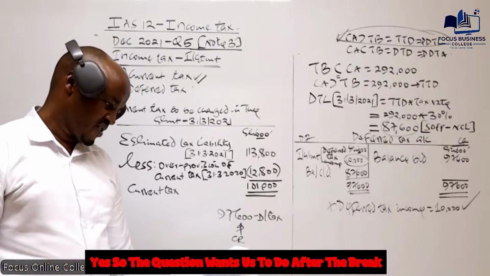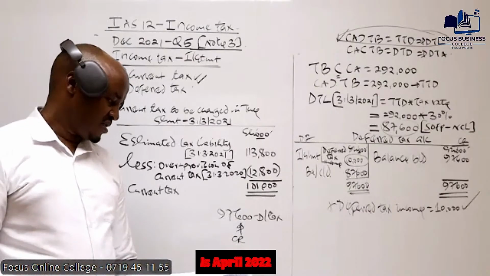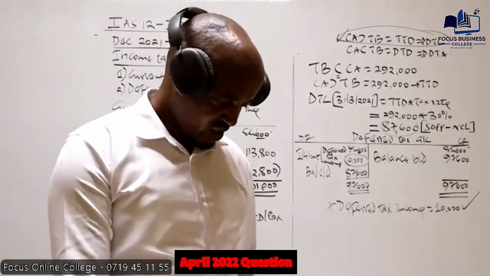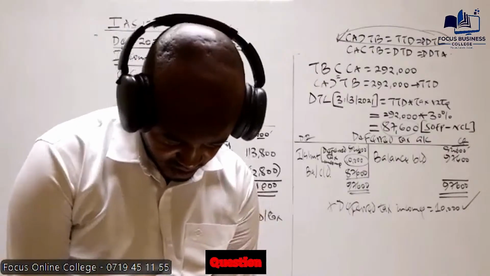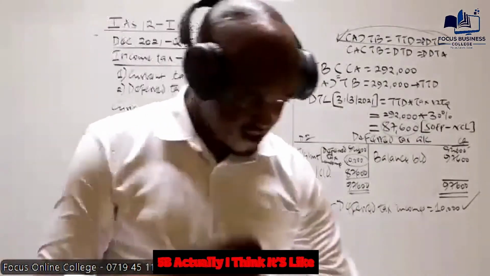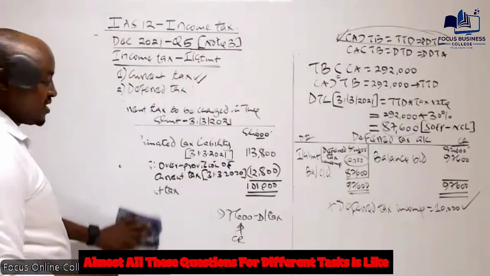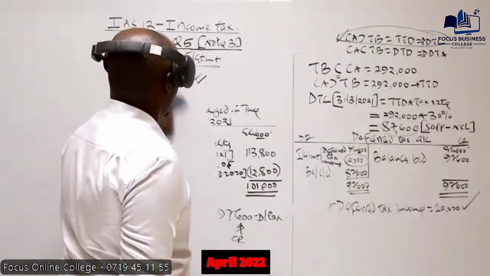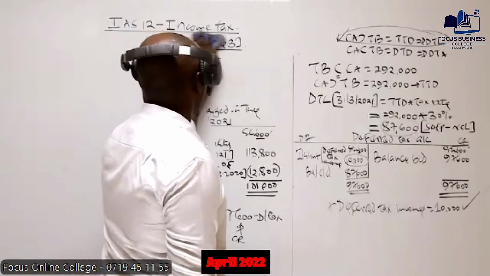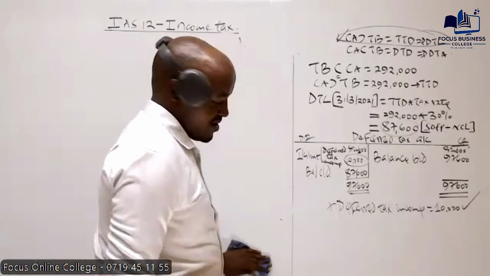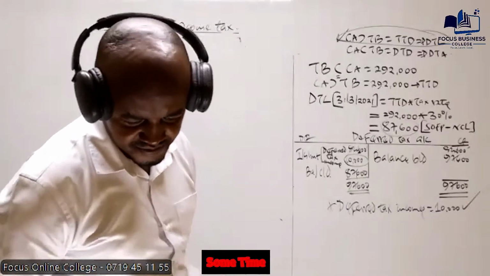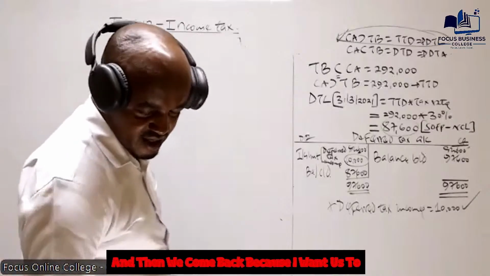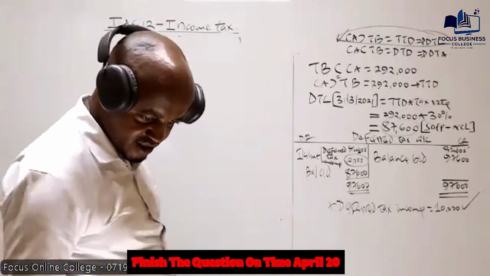Yes, so the question I want us to do after the break is April 2022, question 5B. Actually, I think almost all of these questions on deferred tax are in question number 5. April 2022, question 5. Because that question will consume some time, we'll just take a short break, and then we come back because I want us to finish the question on time.